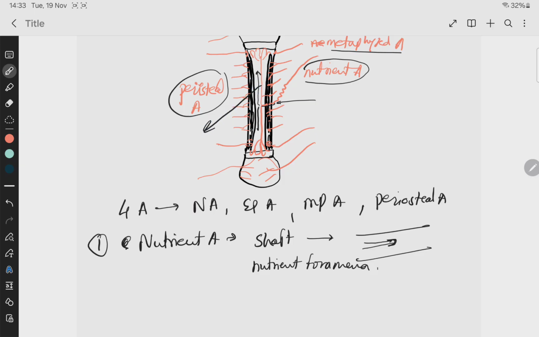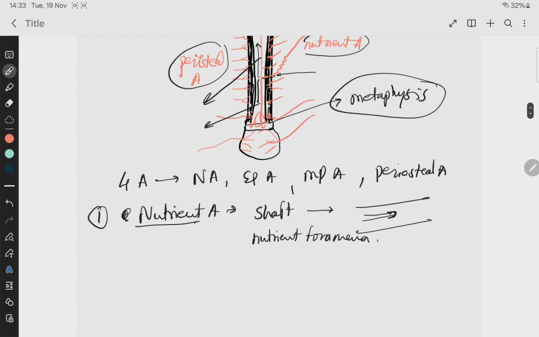So this is the ascending branch and this is the descending branch of the nutrient artery, till it goes to the ends of the shaft that we call the metaphysis, where it anastomoses with the metaphyseal branches of the artery. So the nutrient artery enters the shaft in an oblique course. It passes through this nutrient foramen, then pierces the cortex and enters the medullary cavity, where it divides into two branches.